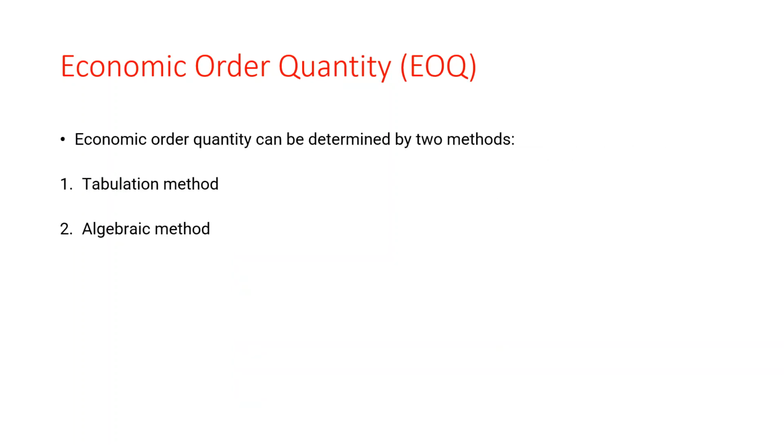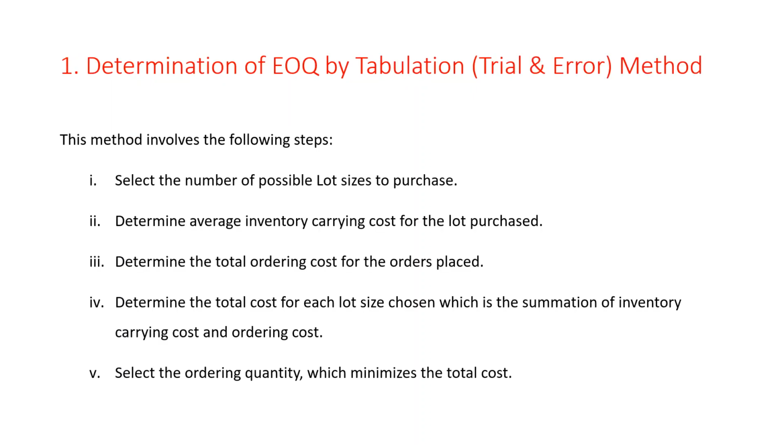The economic order quantity can be determined by two methods. The first is the tabulation method and the second is the algebraic method. First we discuss the determination of EOQ by the tabulation or trial and error method. This tabulation method involves the following steps.